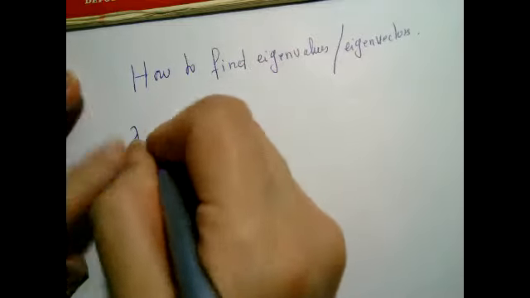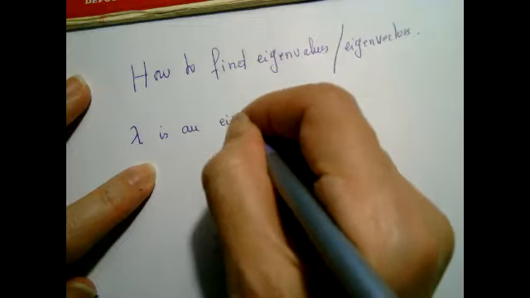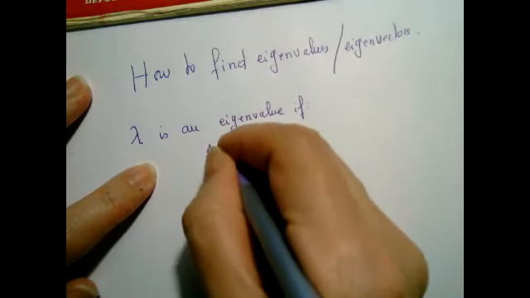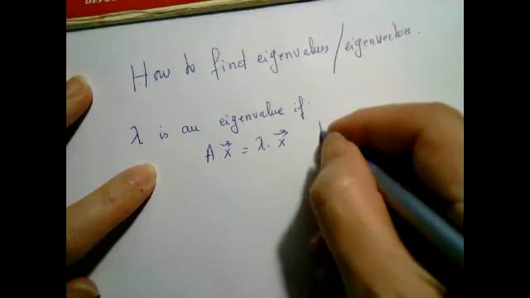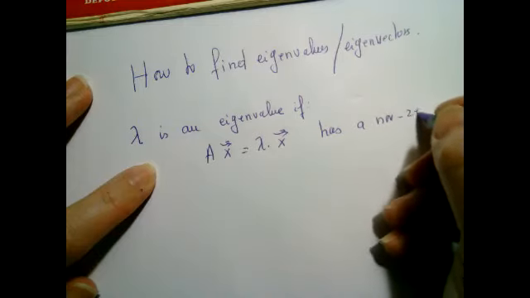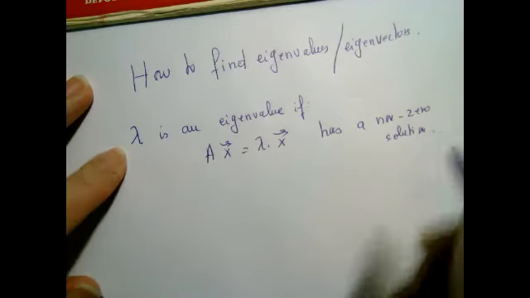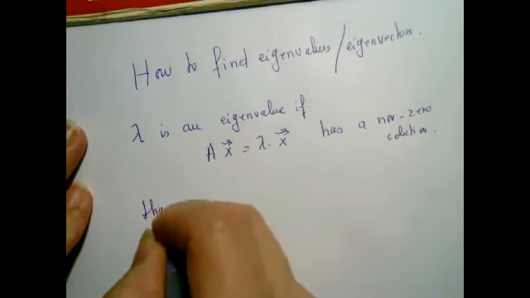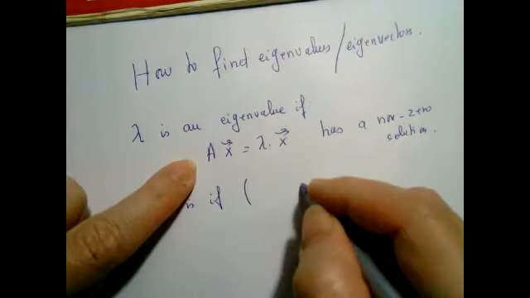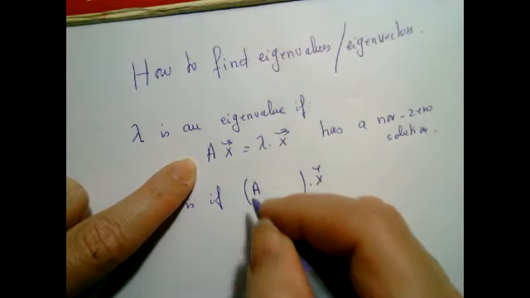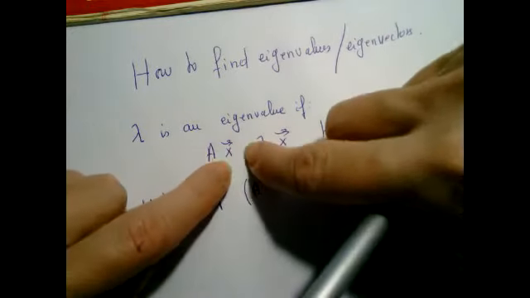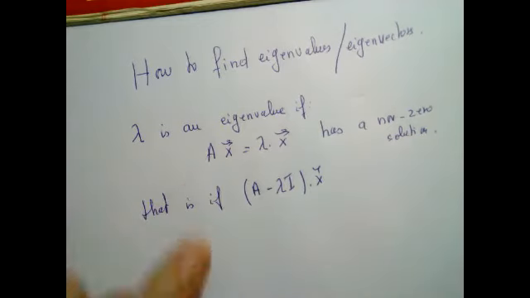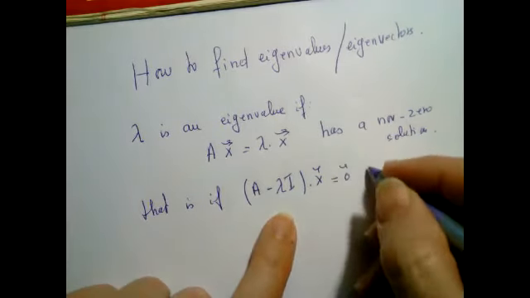Now, lambda is an eigenvalue if Ax equals lambda x has a non-zero solution. That is, if the following system has a non-zero solution. What I did before for 7, I'm going to repeat for that. I'm going to move the lambda x to the left and multiply it by the identity so I can subtract matrices.